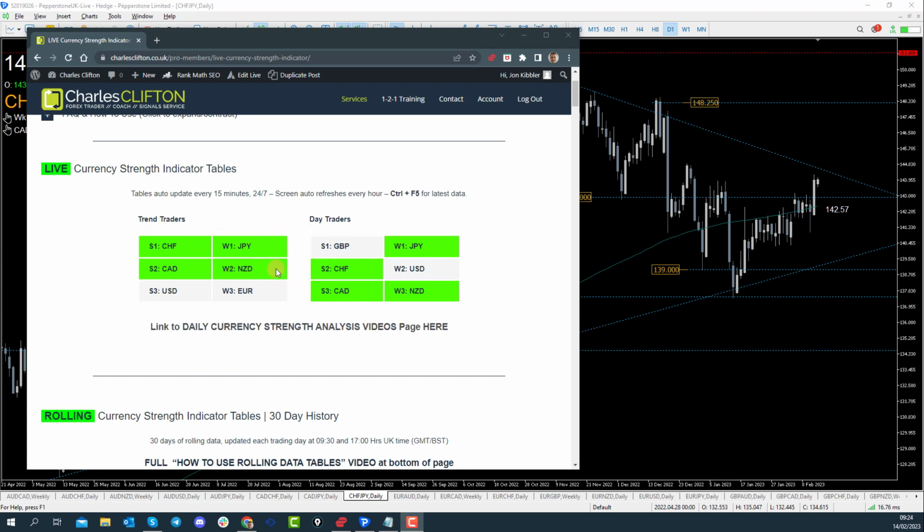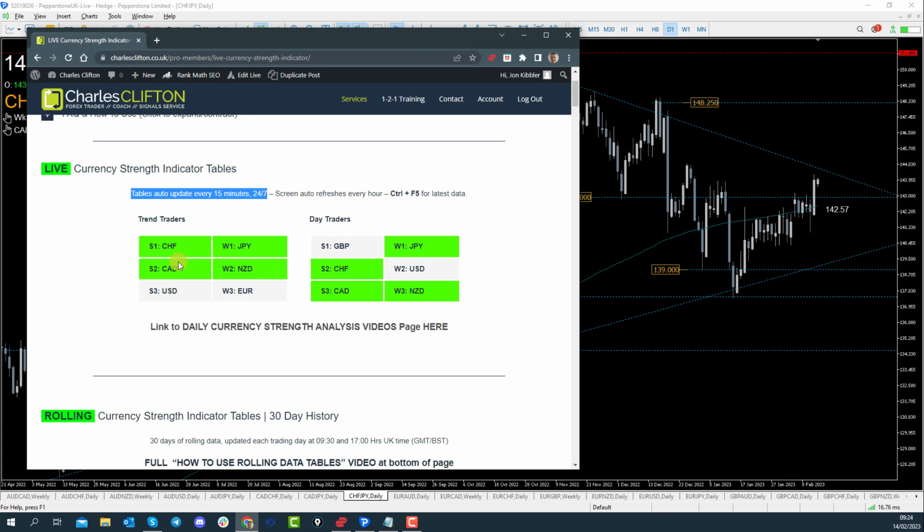Now remember, we use these live currency strength indicator tables to show us how to find a trending pair in the markets and which markets have momentum with them at the moment, because the momentum is what we're looking to continue to trade. Okay, so the tables also update every 15 minutes 24/7 as well, so if you are a member you can access these tables and see how the markets stand right now in real time.